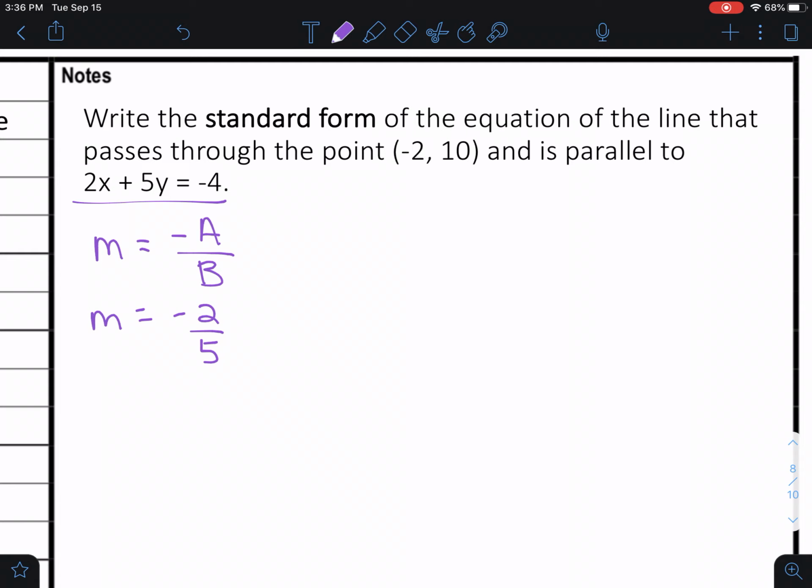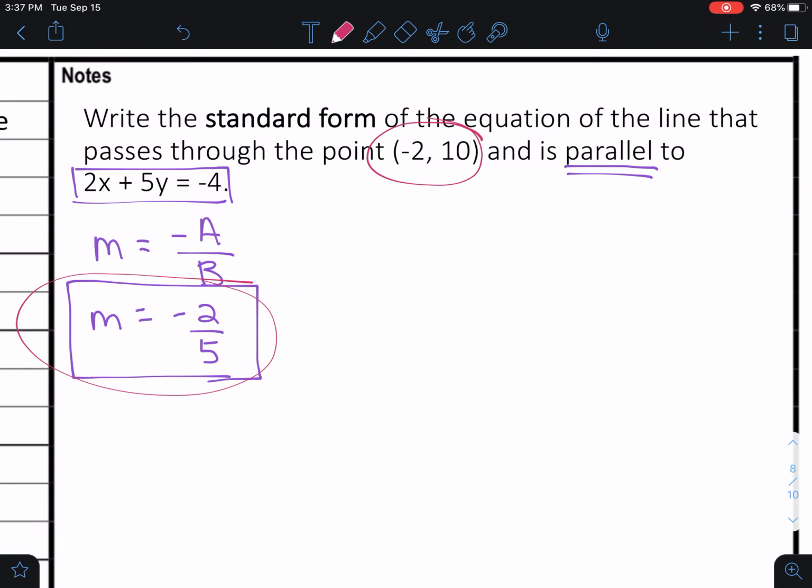Now, we want it to be parallel to this line. So in order for it to be parallel, they have to have the exact same slope. So I know that my slope has to be the same. So parallel, it would still be this. Okay, so that's my slope. I also know that it needs to pass through this point. So these are kind of my two pieces of information that I really need. So I've got a point, I've got the slope. I'm going to start by writing it into slope-intercept form.